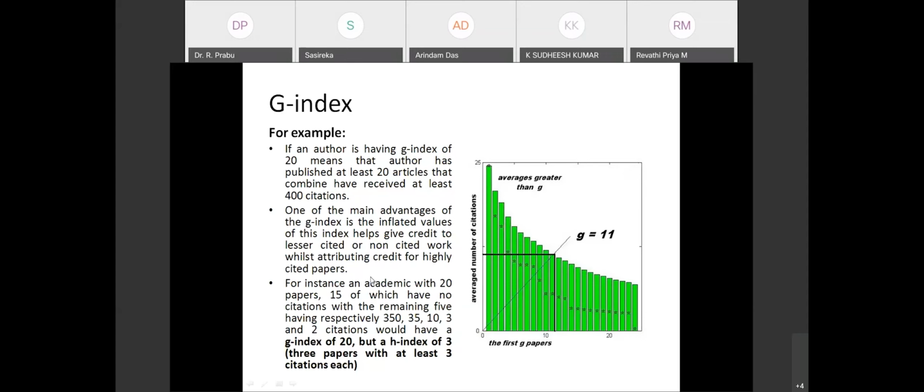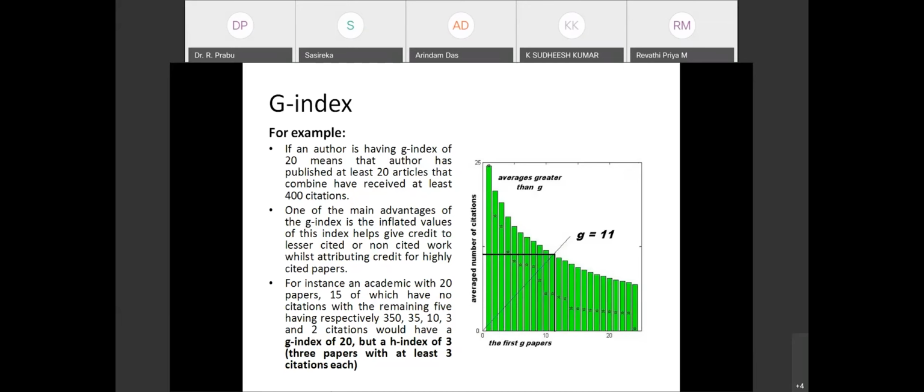For instance, an academic with 20 papers, 15 of which have no citation. So he has published 20 articles, 15 articles have no citation, with the remaining 5 having respectively 350, 35, 10, 3 and 2 citations. He would have a G index of 20. Just imagine that he published 20 articles and the first 15 articles did not receive any single citation, but at a later stage another 5 articles received a huge amount of citations.